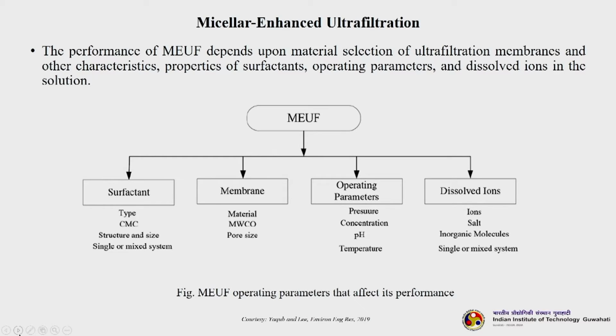First is what? Surfactant. So, the surfactant type, the CMC value, structure and size, whether it is a single surfactant or a mixed surfactant. Then membrane. So, in membrane, what is the membrane type? Material, polymeric, ceramic, or what it is? Its molecular weight cutoff, its pore size. Then operating parameters. So, the transmembrane pressure, concentration, pH and temperature. Then we have dissolved ions. So, what types of ions, what type of salt are present, whether they are inorganic or organic, whether they are single or mixed system. So, all these things affect the MEUF performance.